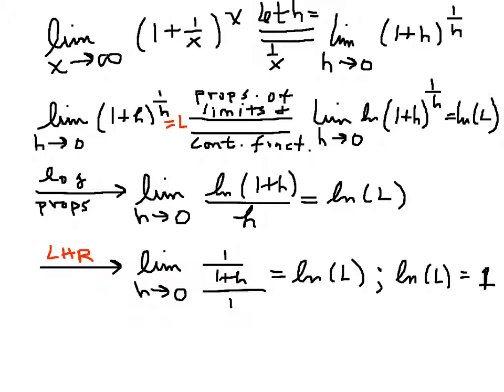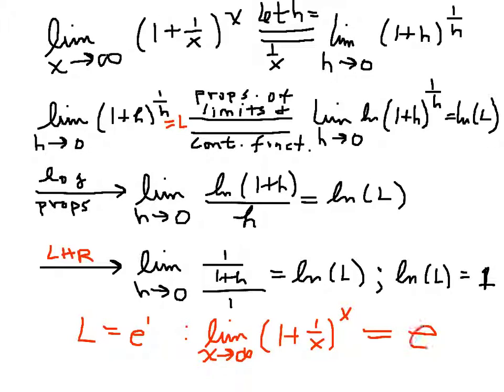And so finally, what we get is that L is equal to e to the 1, which means then, we'll just write it out again, that the limit as x approaches infinity of 1 plus 1 over x to the x is equal to that very, very special number e. Ta-da! So that's enough examples, I think, to give you some idea of how L'Hopital's rule works. And that's it for today. See you later.